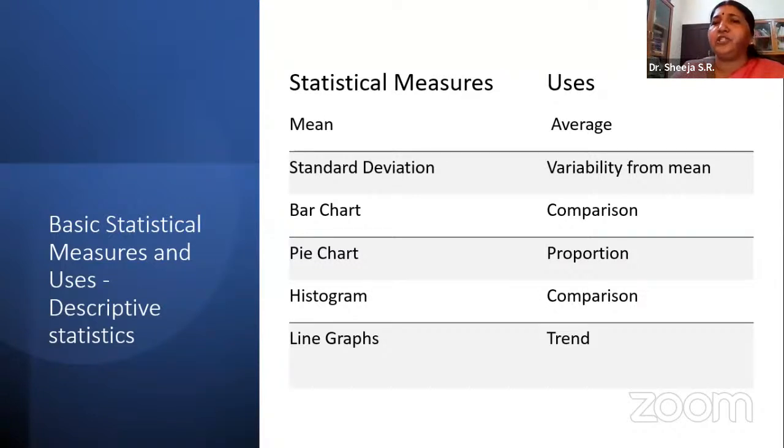Then standard deviation, it's a measure of variability from the mean. It's a measure of dispersion. So how each item varies from the mean value, that is understood by looking at the standard deviation.